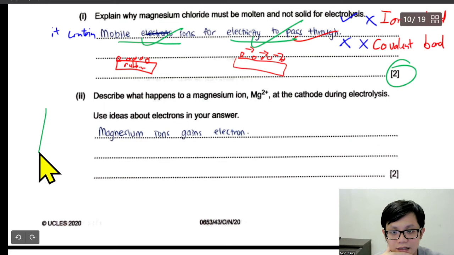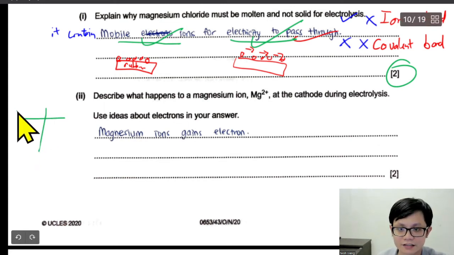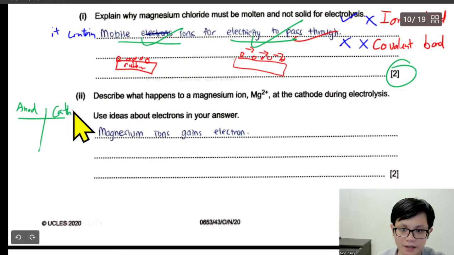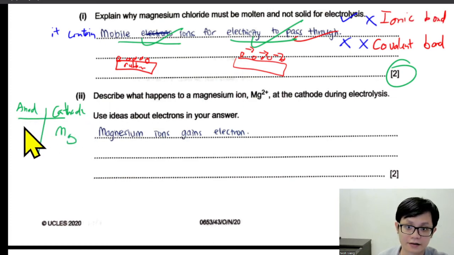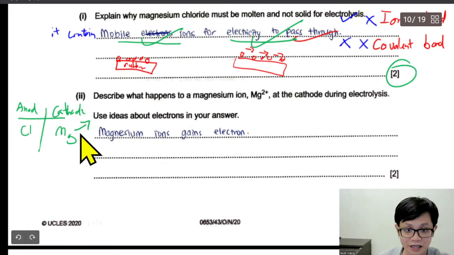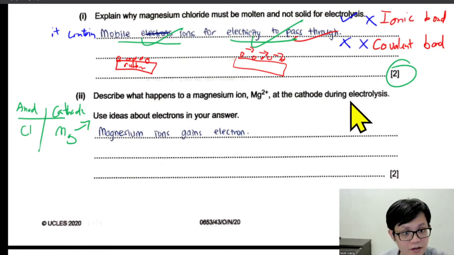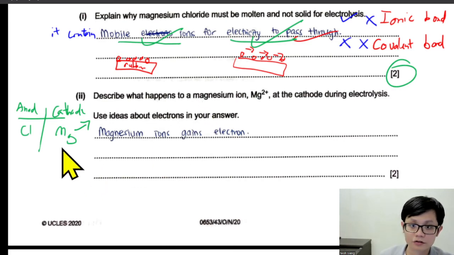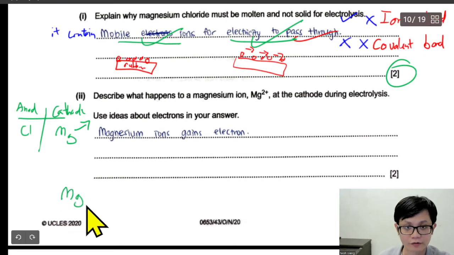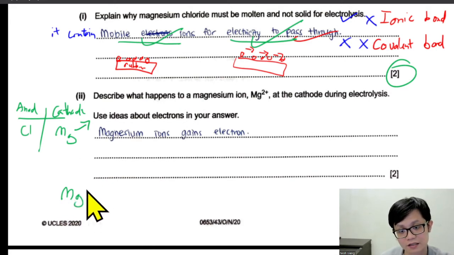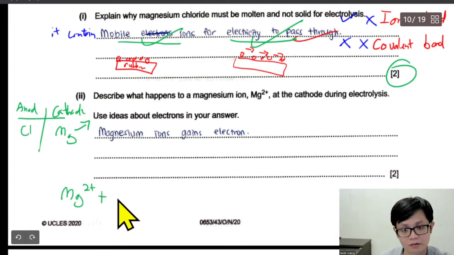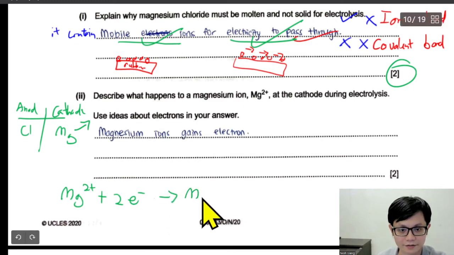So basically, if we know electrolysis, what I always do is I just write anode and cathode. And I know that magnesium chloride, magnesium is attracted to the cathode, and at last the magnesium will be discharged because they are using the molten concentrated magnesium chloride. So we know that magnesium is being discharged. It's easier to remember this if we can write the half equation. So the half equation is Mg2+, and it will gain 2 electrons to produce magnesium.